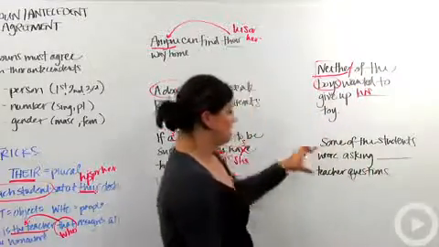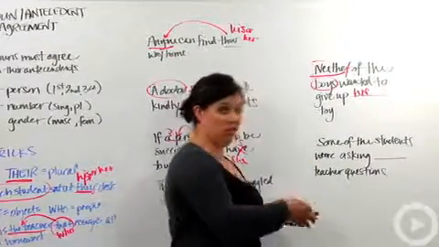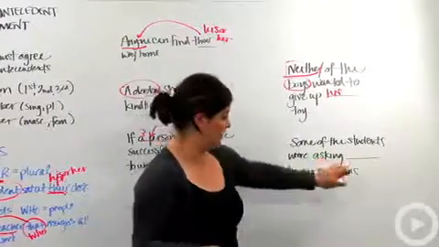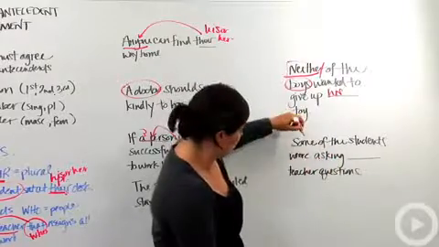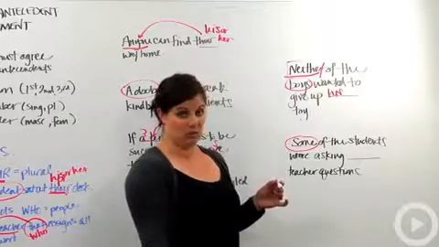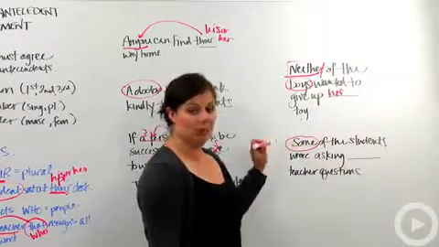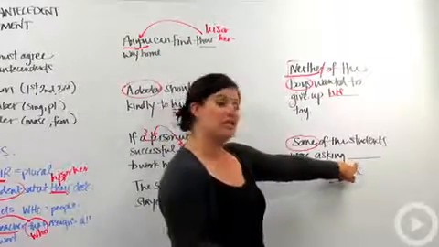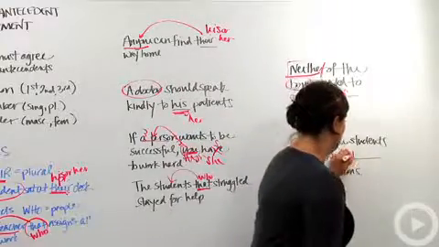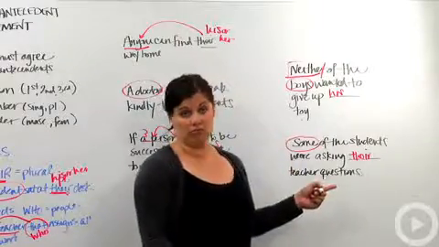All right, and the last one, let's take a look at. Some of the students were asking his teacher, her teacher, their teacher questions. So we've got to really boil down, if this is our pronoun, what's it referring back to? It's not referring to the students, it's referring to some of the students, which is one of those indefinite pronouns there. But remember, some is an indefinite pronoun that's plural, which means we need to make this plural as well. So it would be some of the students were asking their teacher questions.